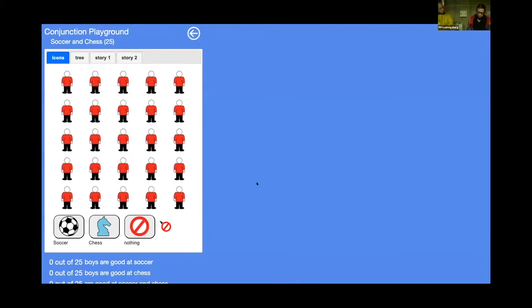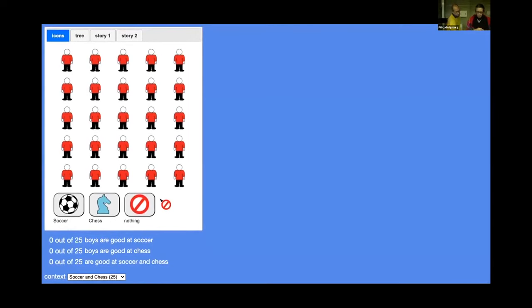Okay, so the question here is that you want children to understand conjunction. You can decide how many children here and which children do soccer. So place a ball on all those you think. No, it doesn't stick. Use this one.